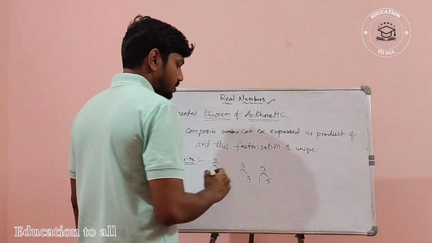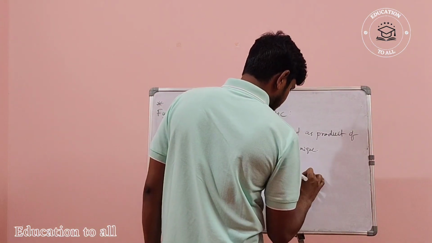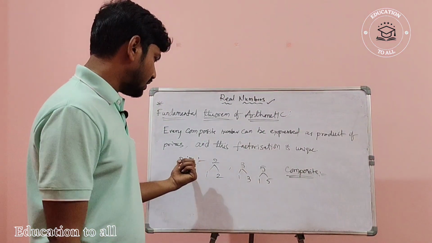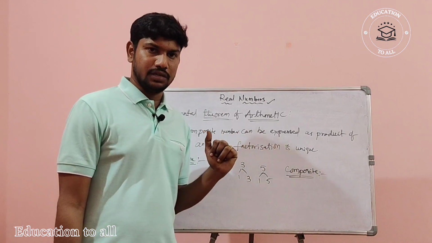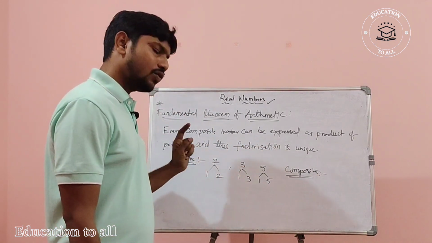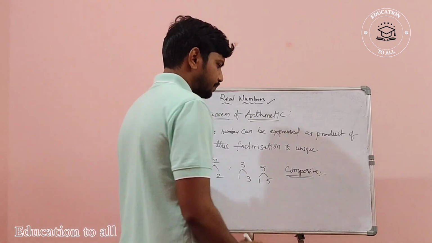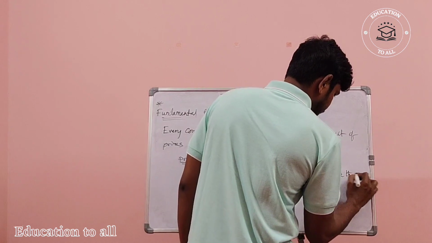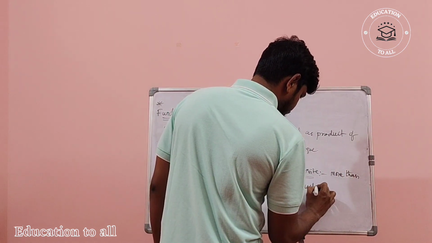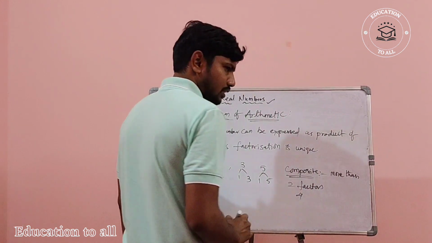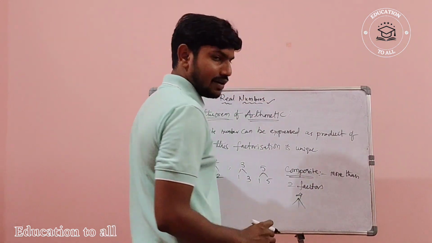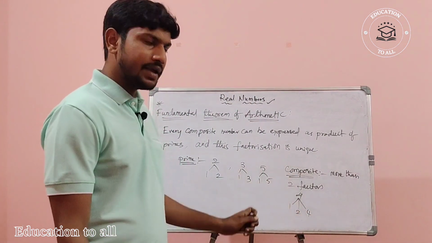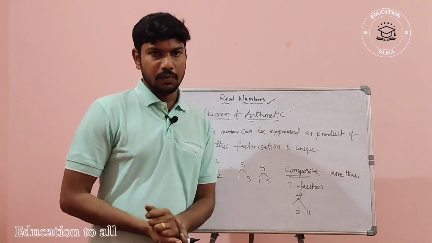Another kind is composite numbers, and we have to learn about composite numbers also. Based on factors we can decide: one is prime numbers and another is composite numbers. Prime numbers are numbers which have only two factors. Composite numbers are numbers having more than two factors. For example, 4 is a composite number. How many factors does 4 have? 1 is a factor, 2 is a factor and 4 is also a factor. It has minimum 3 factors, so it comes under composite numbers.